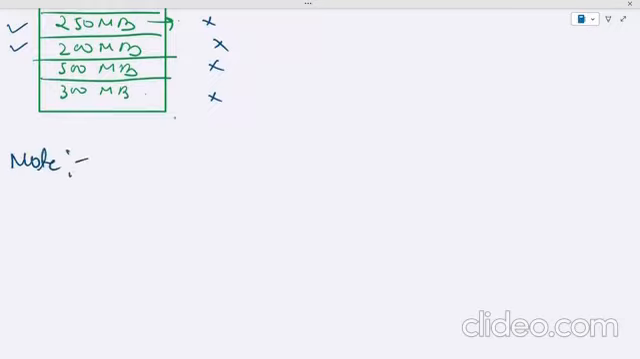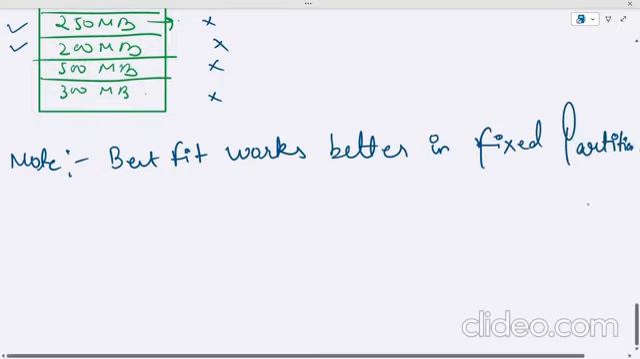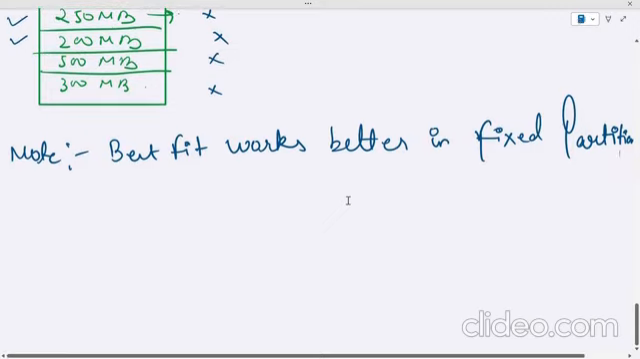If you want less internal fragmentation, then you have to use the best fit. So it means that best fit works better in fixed partitioning, or fixed partition. Okay, best fit works in a fixed partition, contiguous memory. I hope you understand this. Now we have discussed internal fragmentation and the fixed partition.